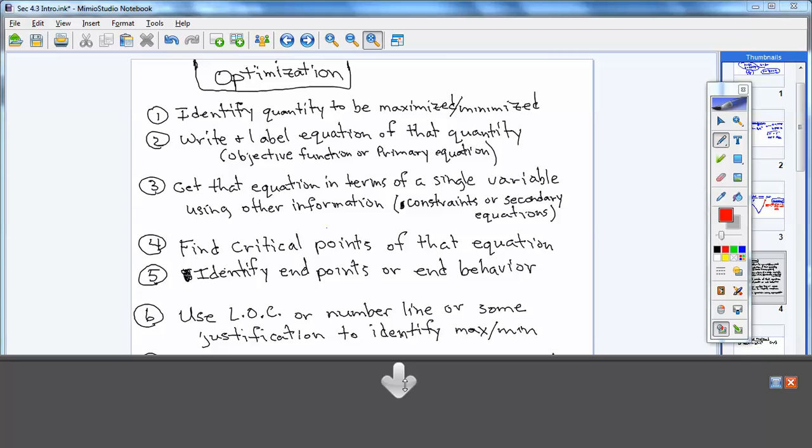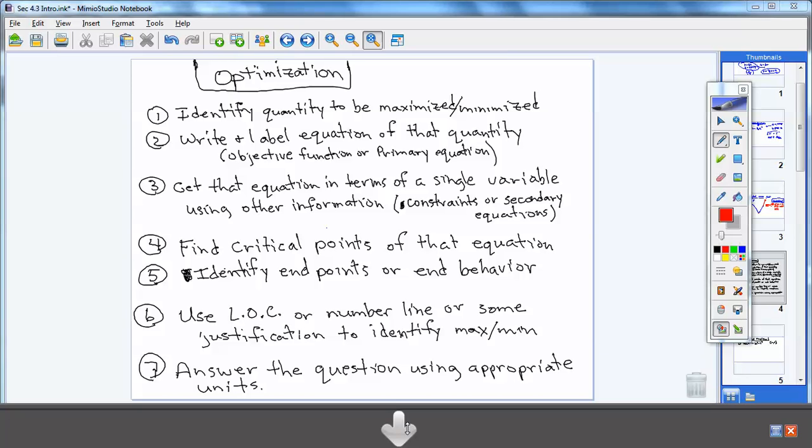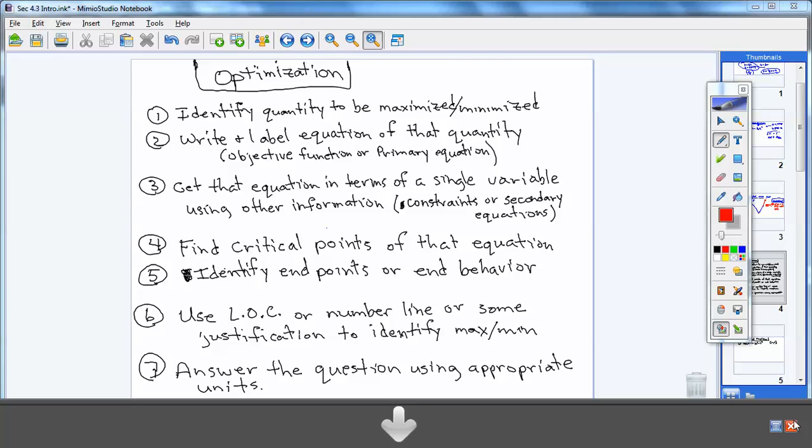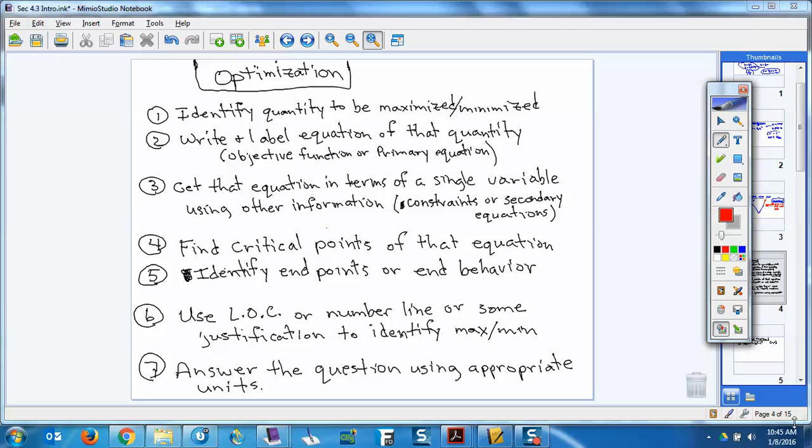So in some problems, you have to think that way, okay? But most of the time, it's just going to be like we've done, list of candidates. And then answer the question using appropriate units. Since these are story problems, it may say how many books should you manufacture to get the max profit. It might be what is the max profit? So you got to answer the question.